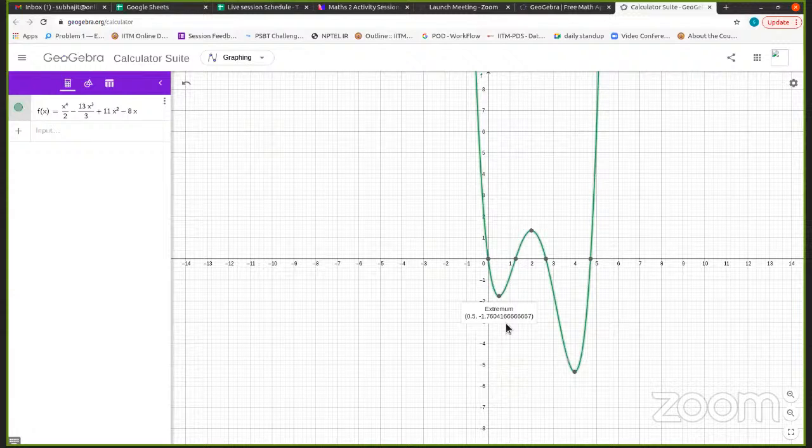Similarly, at x equal to 2, the slope changes from positive to negative, so it will be a maxima. Again at x equal to 4, you can see that. Now for a saddle point, suppose I am giving you an example.